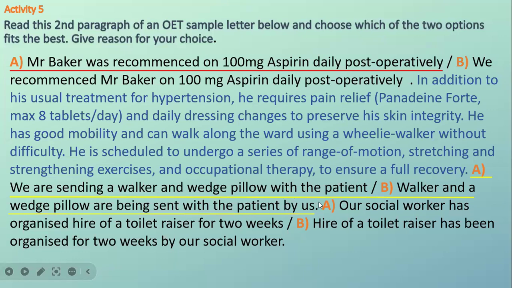You can even exclude this part here. You can say by us, or if you want to exclude it from the sentence, omit it from the sentence, you can simply say Walker and a Veg Pillow are being sent with the patient. So both are correct here. In this part, we are saying we are sending because we are focusing on this part that we have arranged it. But even if we write Walker and a Veg Pillow are being sent, that is also not wrong. Both are equally correct and both will have their own use for my reader.